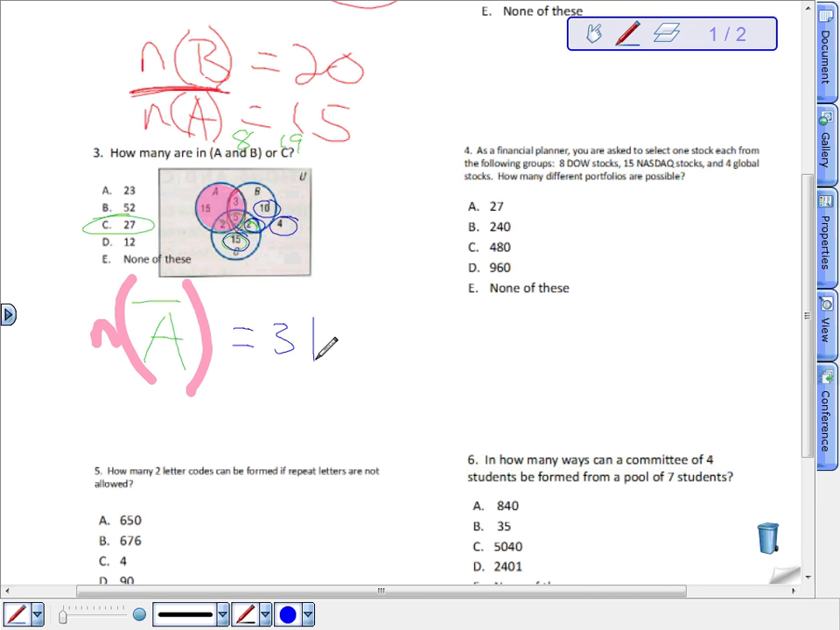Would be how many are in not, the number that are not in A. If you remember that line on the top, it's called the complement, and it means not. All right, then we start going to counting theory.